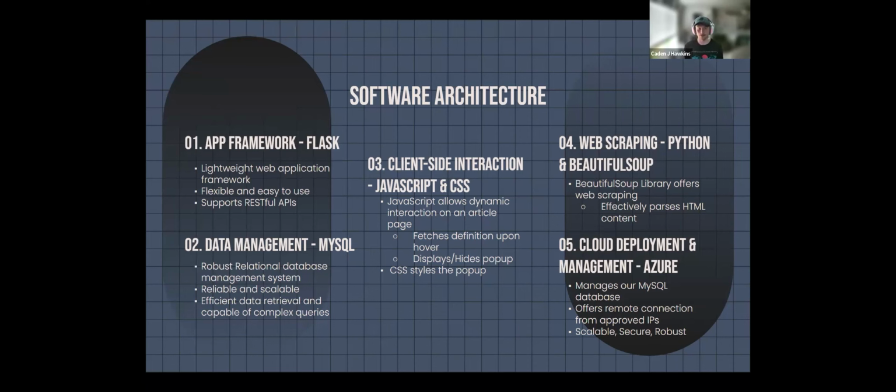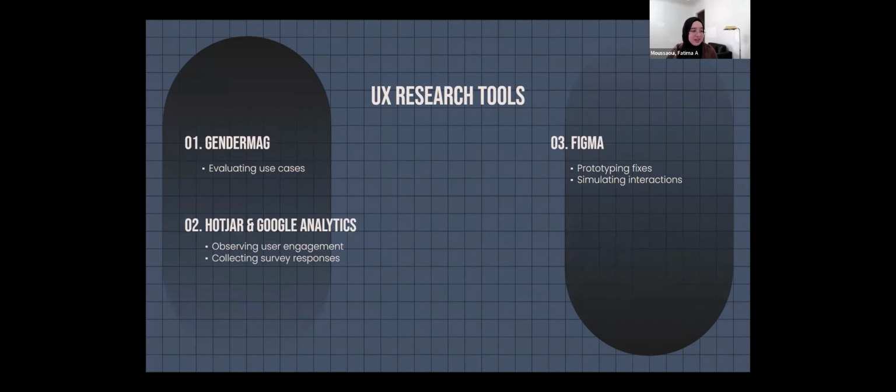And then the cloud development, as I've talked about, was done through Azure. Azure was a resource that we were familiar with. It's also very secure and robust, and we were very confident in its abilities to do the very simple task that we gave it, which was one table worth of MySQL database storage. For the UX tools, we use GenderMag as I introduced before, and that was for evaluating our use cases. We also used Hotjar and Google Analytics. And for prototyping our fixes, we used Figma, which is a tool to simulate interactions and design interfaces.